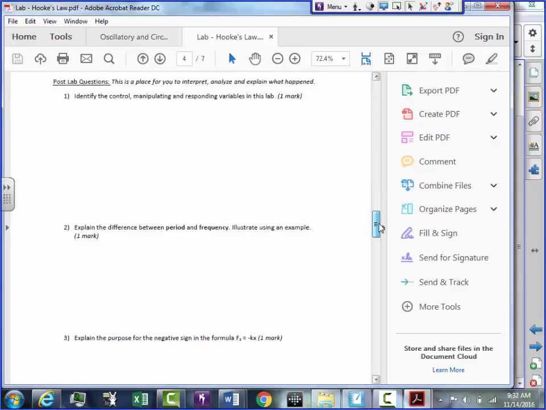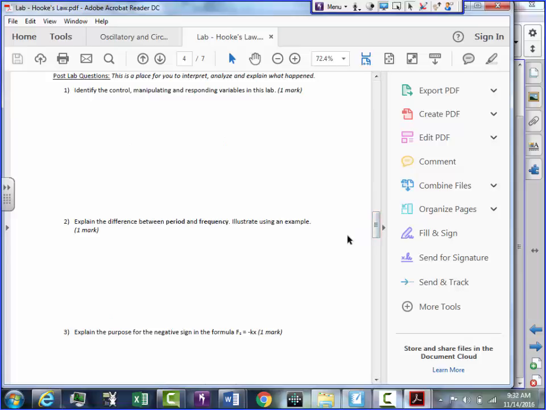Okay. Let's talk to the post-lab questions real quick here. Control, manipulating, responding variables. What did we control? We used the same spring every time. I just randomly said pick spring 3, but we didn't all of a sudden change to spring 2 or spring 1. We also did one other thing. We controlled the amount of friction, which was none. It made it easiest to work with.